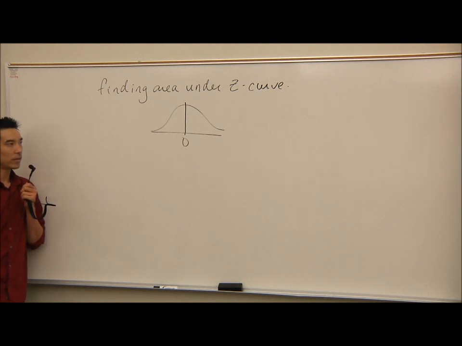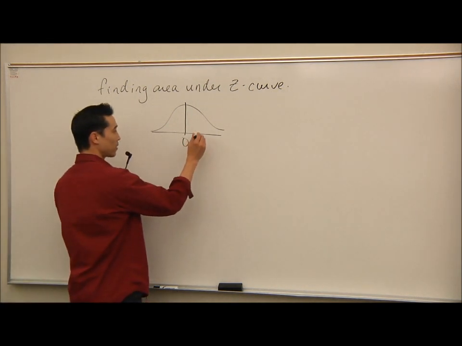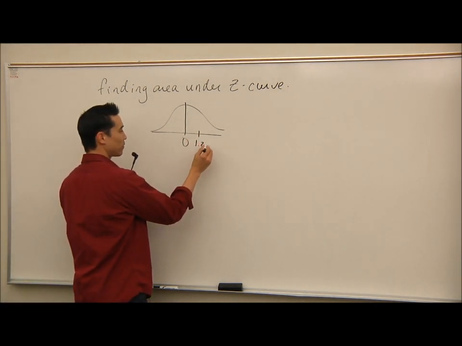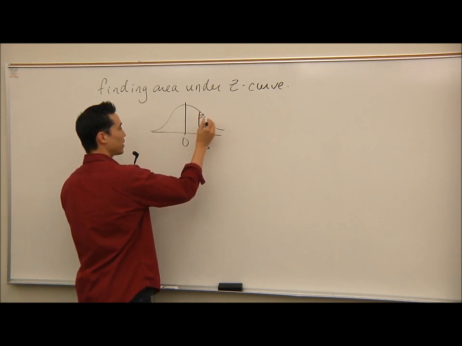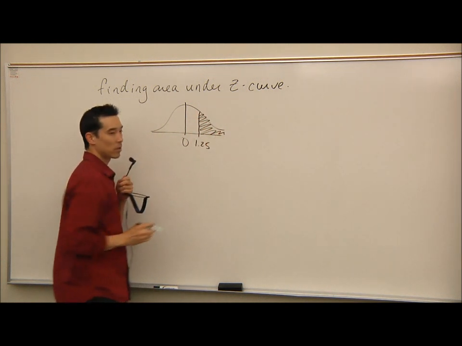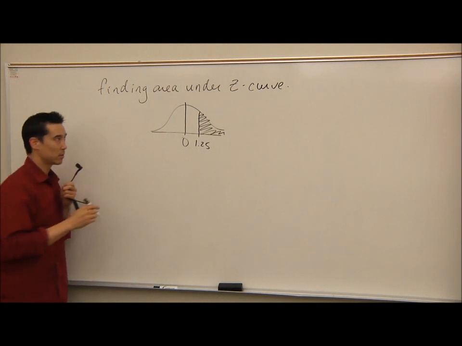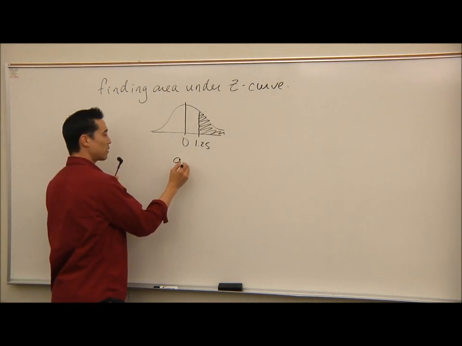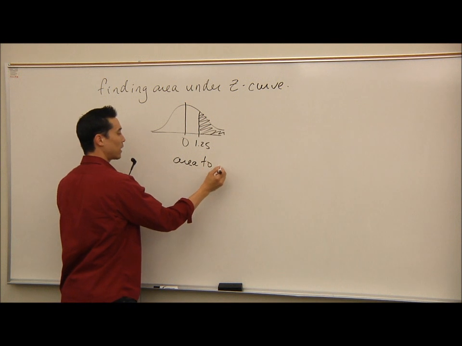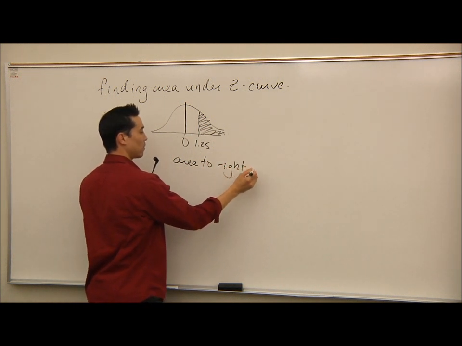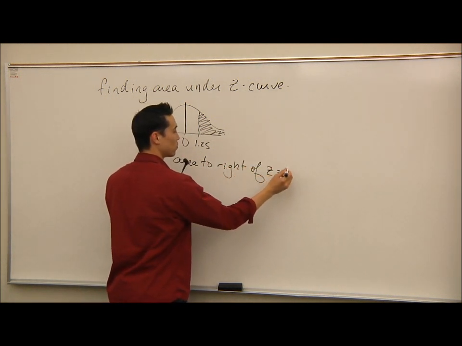I can ask you any question, all right? So let's say I want to know, let's say this is about 1.25. I want to know the area to the right of z equals 1.25. Okay? Let's say that's the first question I want to know. So what is the area to the right of z equals 1.25?